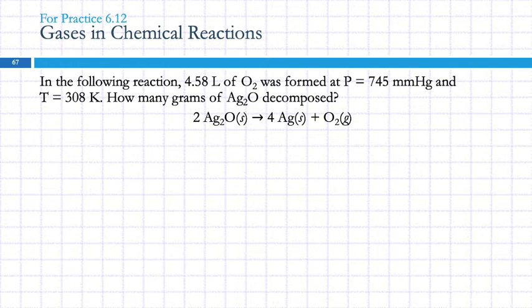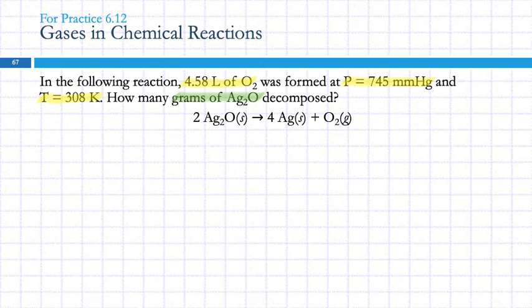So here's an example. The following reaction, 4.58 liters of oxygen was formed at pressure equals 745 millimeters mercury and T equals 308 Kelvin. How many grams of Ag2O decomposed? So we're going to go through and identify the numbers that are given and identify what we're trying to find. And then I'm going to put that information under the balanced chemical equation.